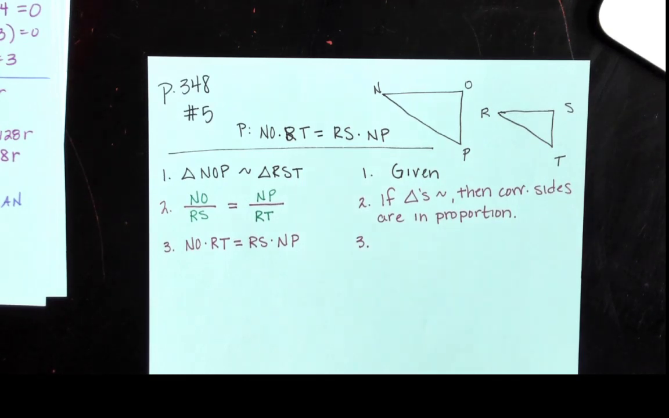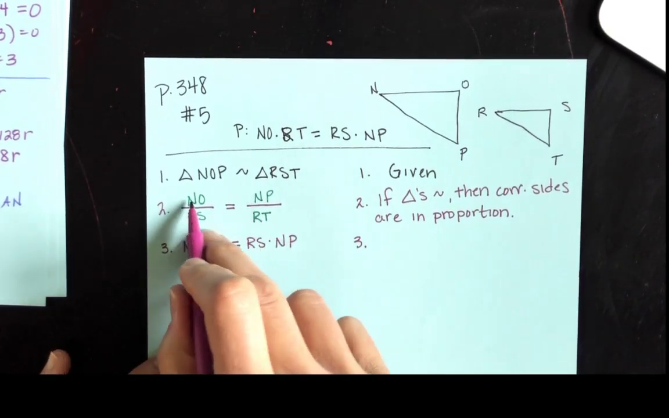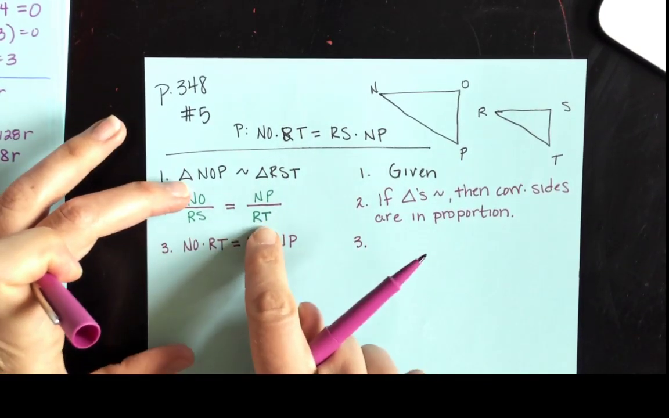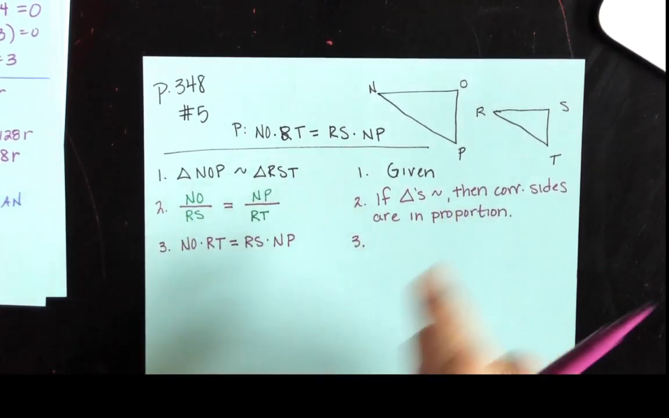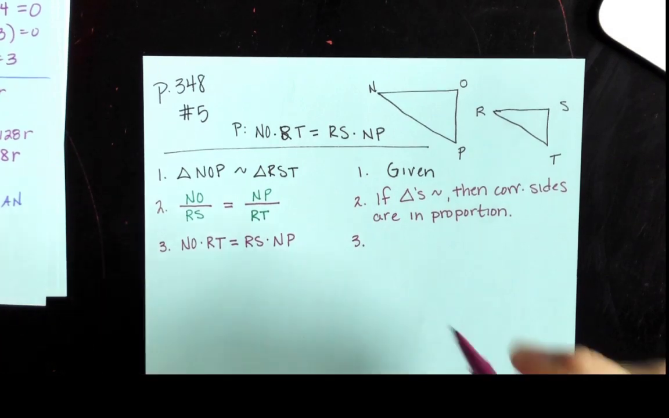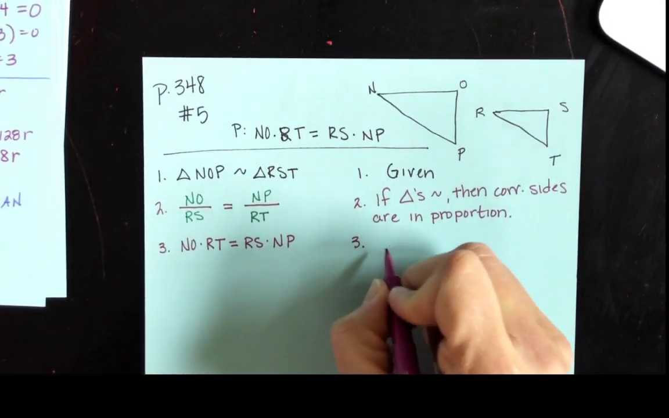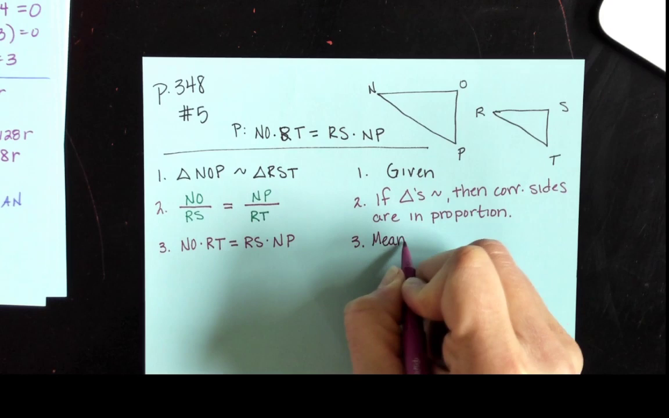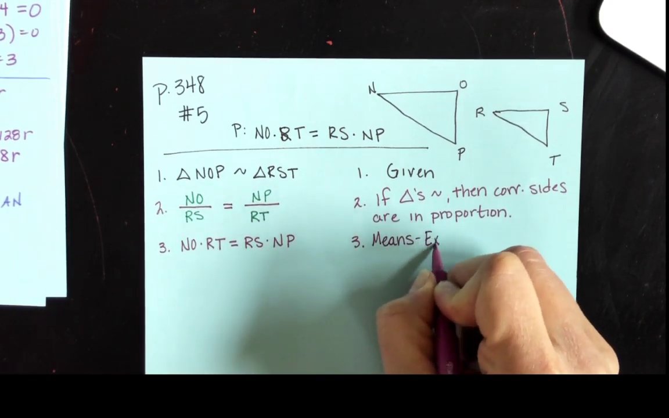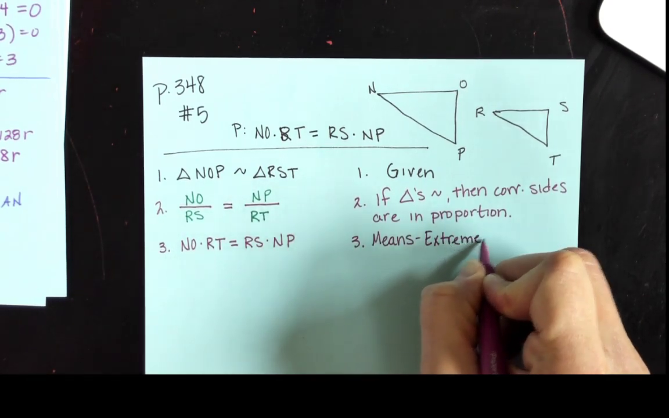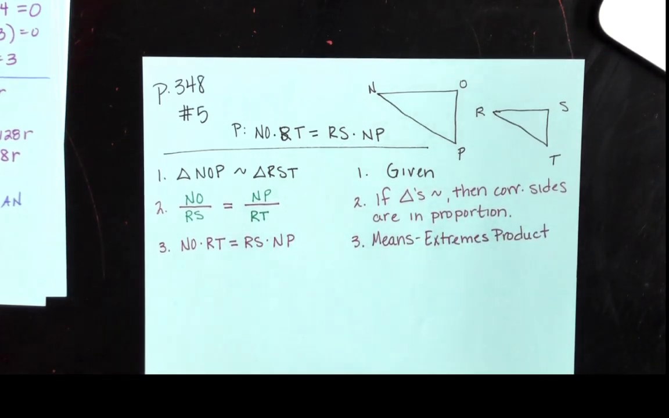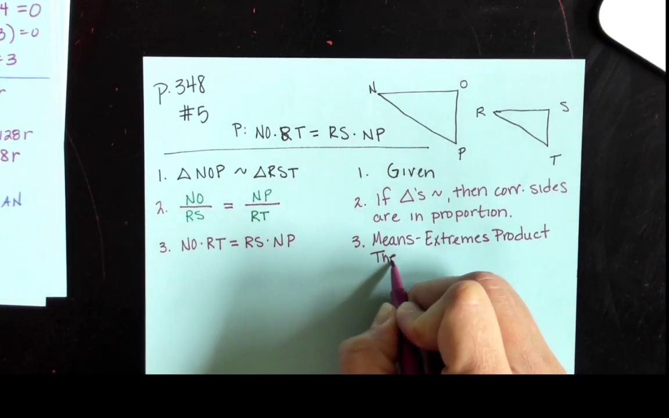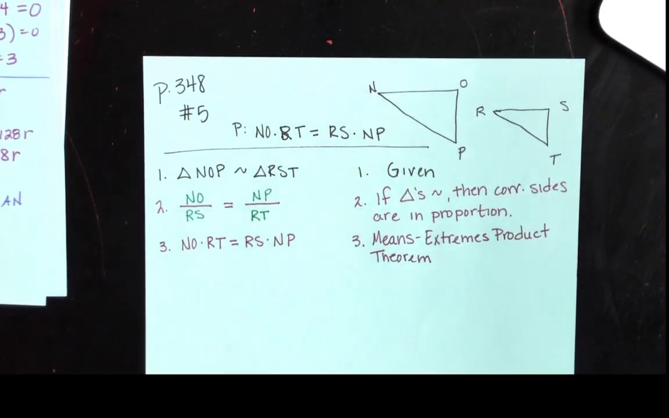Yep, means extremes product theorem. Perfect, because we are going to take our means and our extremes. The extremes are the first two, the means are the middle two, and product means multiplication. So we do have our means extremes product theorem. Perfect. And that's it.